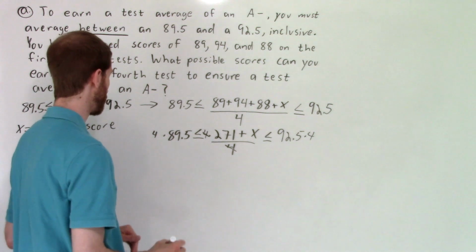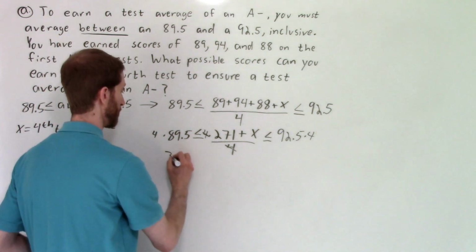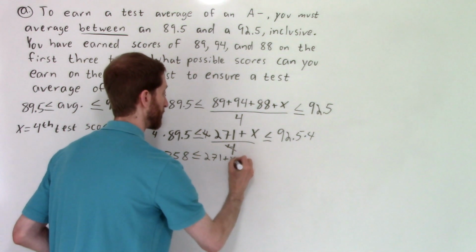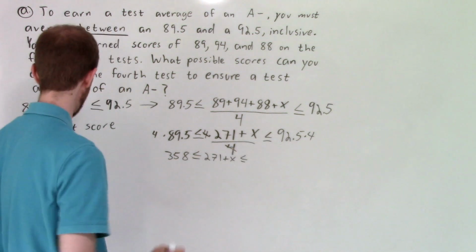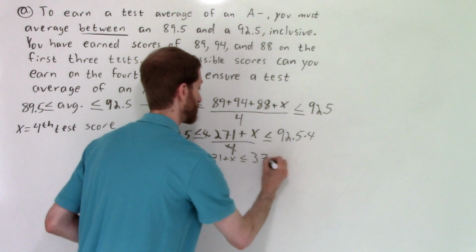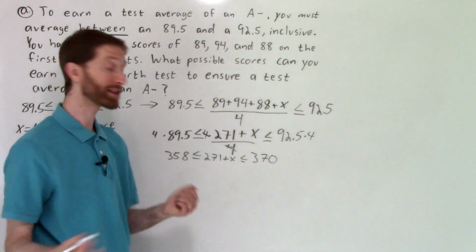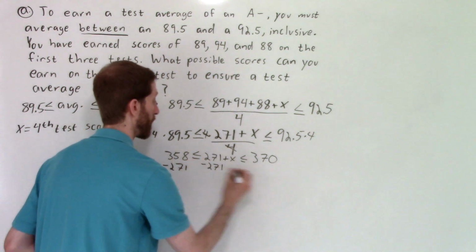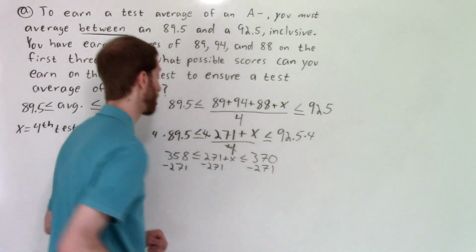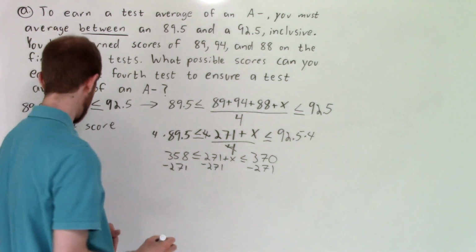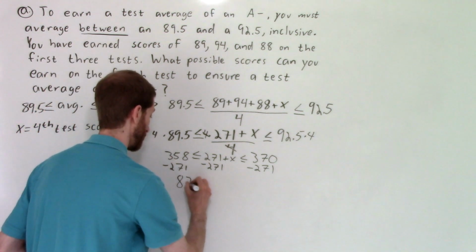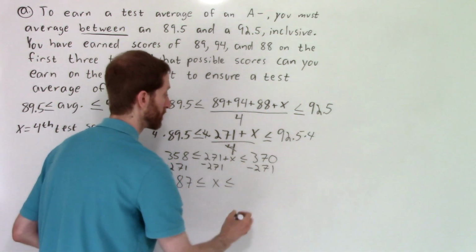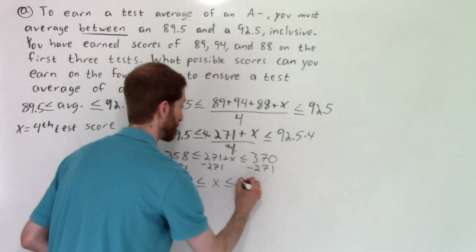4 times 89.5, I have it written off on the side of the board here, is 358. And you get 271 plus x, which is less than or equal to 4 times 92.5. I have it written where you can't see it, it's 370. From here, we're just going to subtract 271. Again, we're just solving a compound inequality, making sure to do the same thing to all parts of the inequality to keep everything balanced. 358 minus 271 is 87. The 271s cancel, leaving us with x, and that's less than or equal to 370 minus 271, which is 99.